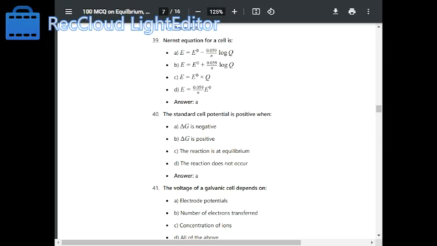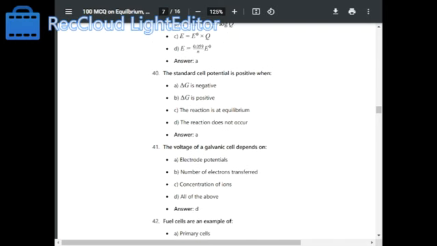Question number 40. The standard cell potential is positive when option A, delta G is negative, option B, delta G is positive, option C, reaction is at equilibrium, option D, the reaction does not occur. The standard cell potential is positive when delta G is negative. The option A is correct.